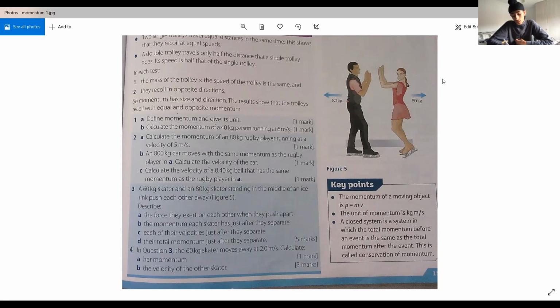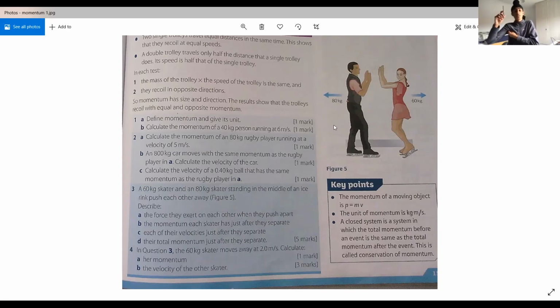So she'll have a velocity of 8 meters per second to the right. What about this person? What velocity will they have? They're going to have 480 again divided by 80, which equals 6 meters per second to the left. Well done. So the woman is going to move at a faster velocity to the right.